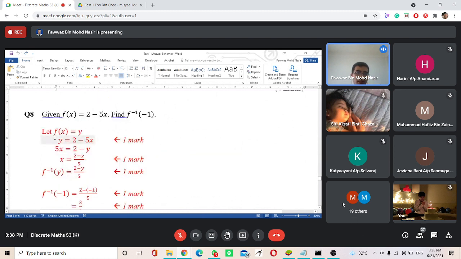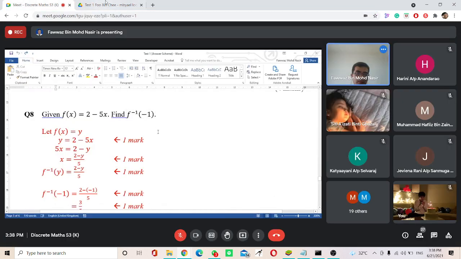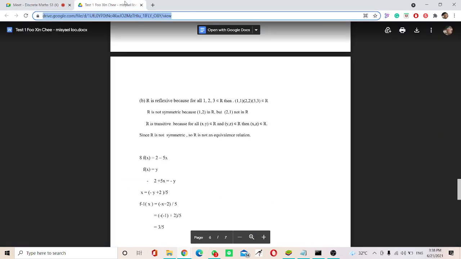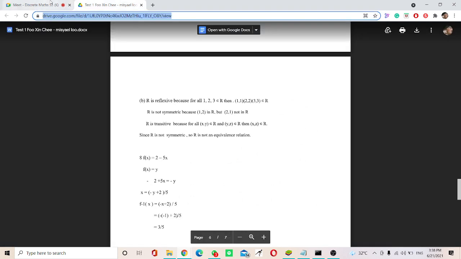Okay, then we look at question 8. Given f(x) equals 2 minus 5x, find the inverse of f and the inverse of f at negative 1. So kalau nak mudah, korang cari the inverse of f dulu. Untuk cari inverse of f, you just let f(x) equals y equals 2 minus 5x, pindah-pindah value dia supaya kat sebelah kiri ni kita dapat nilai x tu. So x equals (2 minus y) divided by 5.